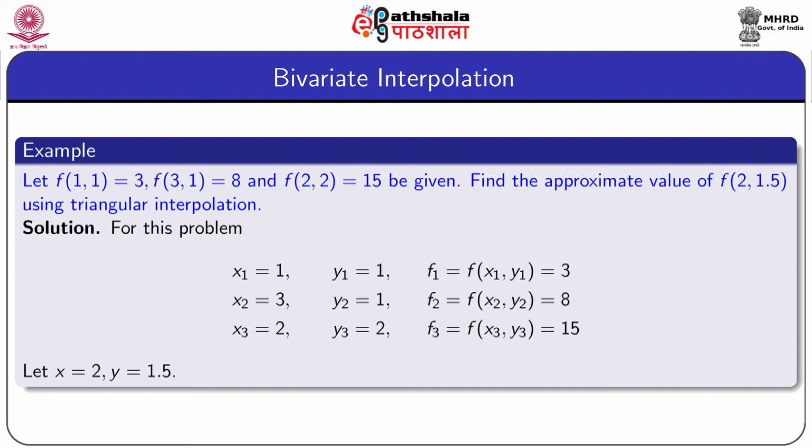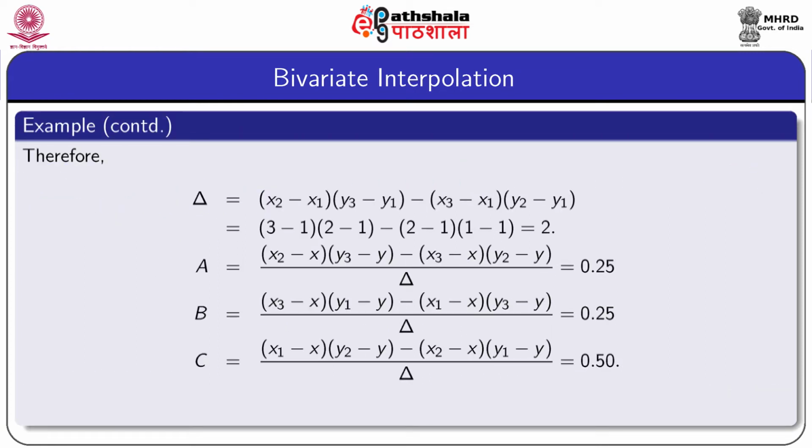So, for this problem, x1 equal to 1, y1 equal to 1, x2 equal to 3, y2 equal to 1, and from the third value x3 equal to 2, y3 equal to 2. And the functional values are f1 equal to 3, f2 equal to 8 and f3 equal to 15. These are the given values, and our problem is to find the approximate value of small f at x equal to 2 and y equal to 1.5.